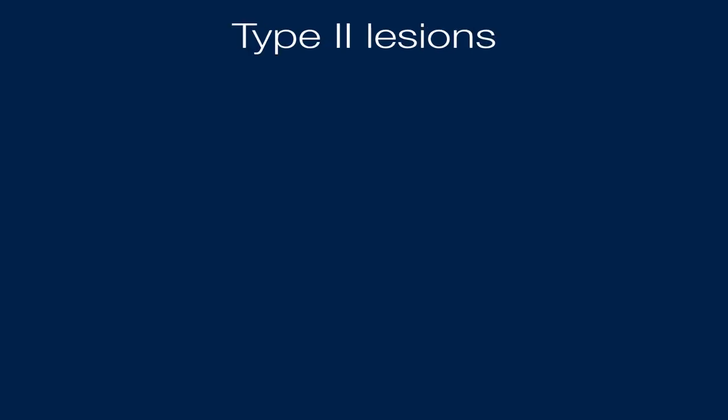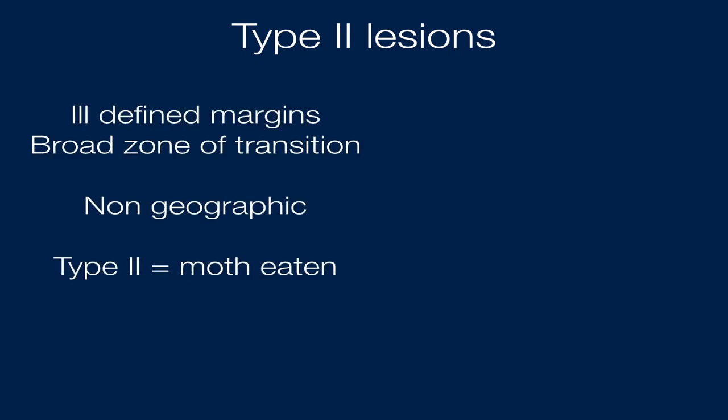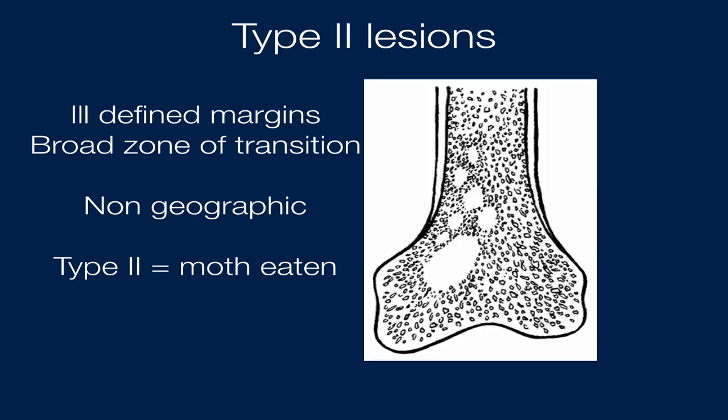Then we move on to type 2 lesions. Again, the classifications are not as important as the patterns. And this is ill-defined margins, broad zone of transition. It's not a geographic lesion. And the type 2 is the moth-eaten. So here's an example of the moth-eaten type 2 lesion. There are several small lucencies. Likely some of these are ill-defined.